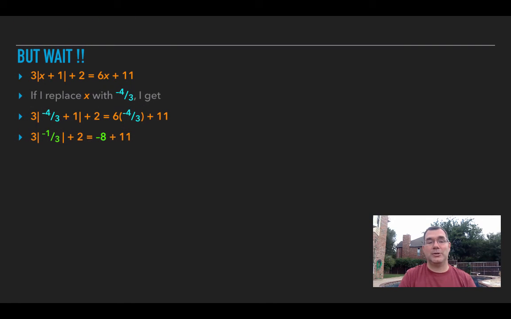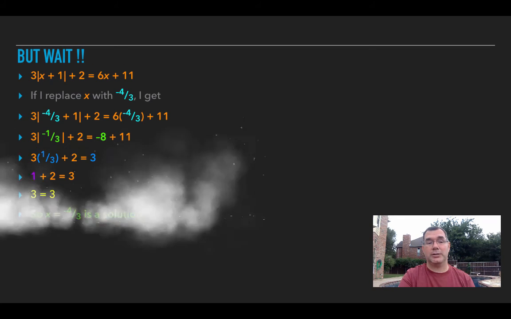Okay, inside the absolute value, I get negative 4/3 plus 1 equals negative 1/3. And on the right, 6 times negative 4/3 equals negative 8. So the absolute value of negative 1/3 on the left is 1/3, and if I simplify the right, negative 8 plus 11 is 3. So now I do 3 times the 1/3 on the left, that is 1, and if I add that to the 2, I do get 3. So the solution of negative 4/3 actually works.